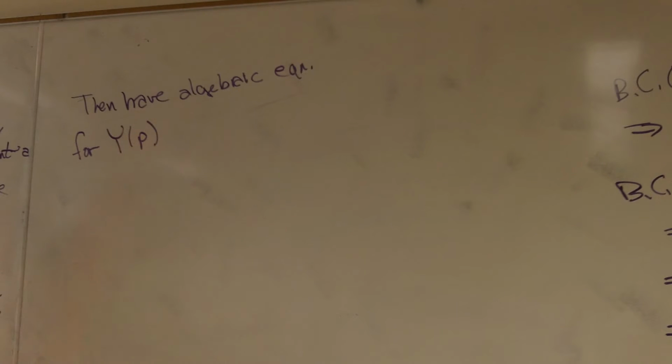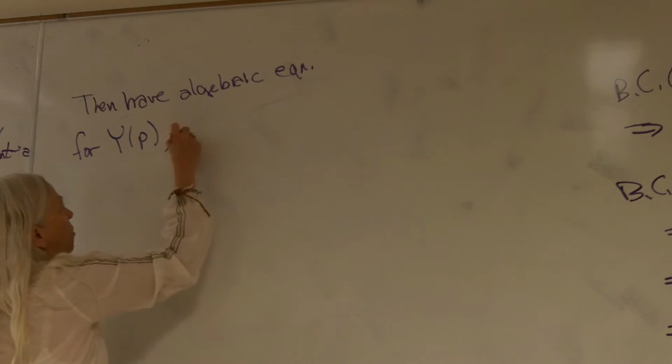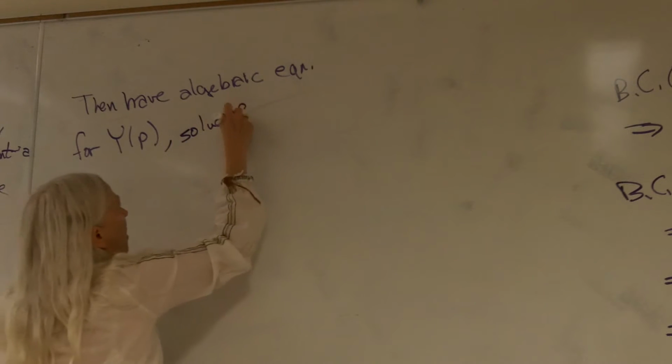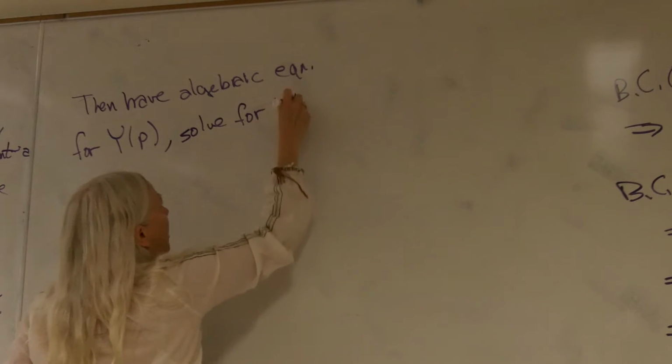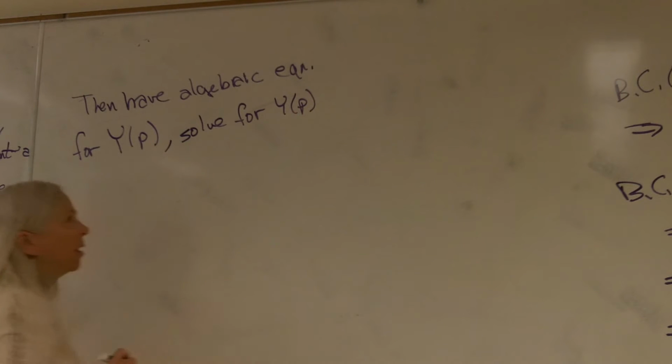Capital Y, remember, is a function of p. Right? Capital Y, again, is the Laplace transform of little y. Little y is a function of t, but capital Y is a function of p. Right? So capital Y is a function of p. You're going to have an algebraic equation for it. Simply solve that algebraic equation for capital Y of p.